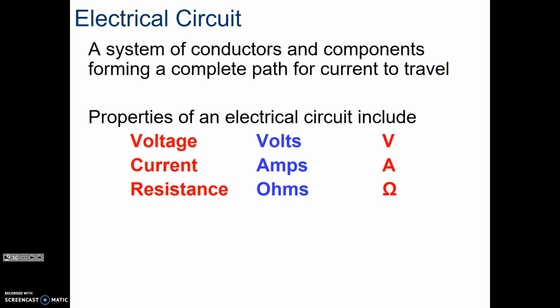Now we got to talk about some concepts of the actual math. Voltage is the unit of volts. So voltage in its unit is volts, symbolized by the letter V. Current is in units of amps, symbolized by the letter A, and resistance is in the units of ohms, symbolized by the letter omega, and that's that horseshoe here.